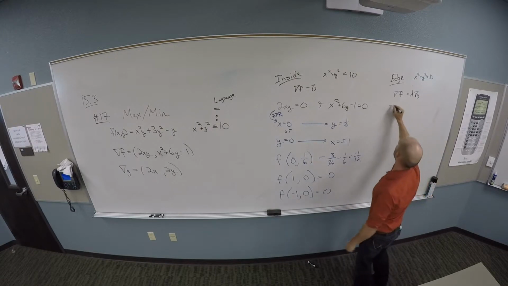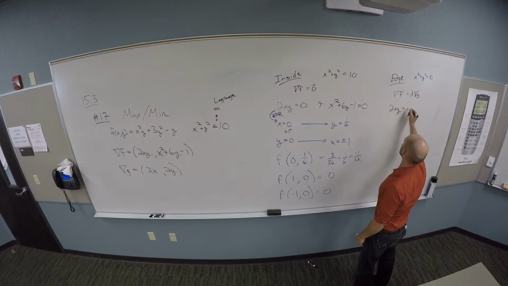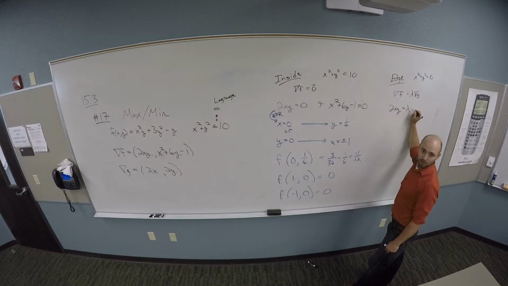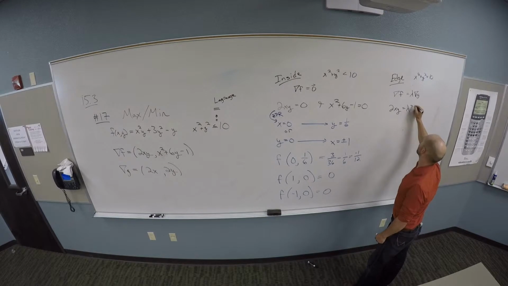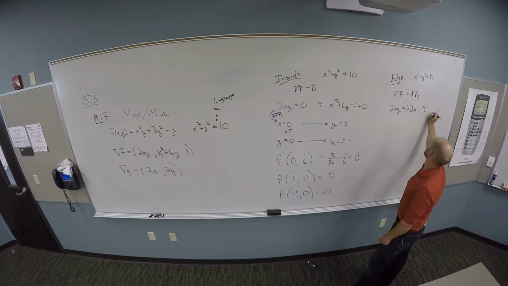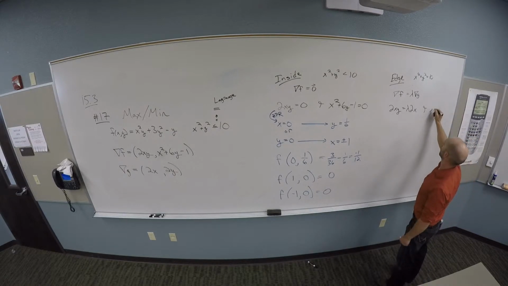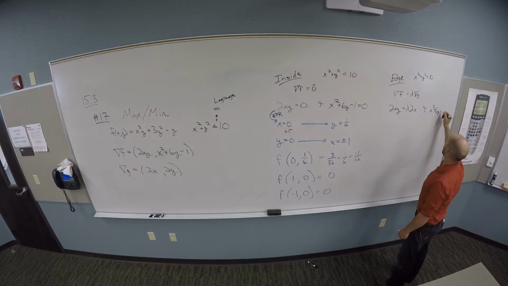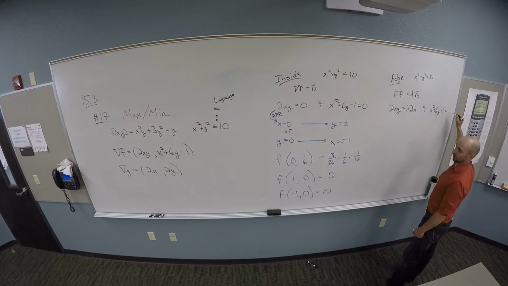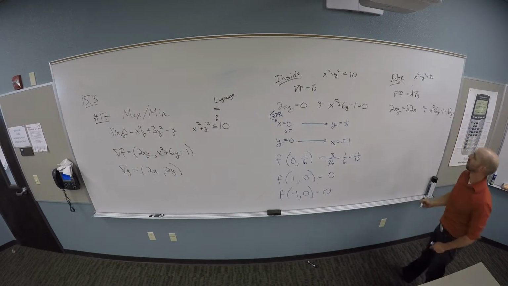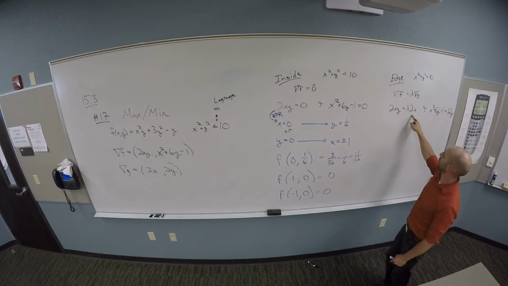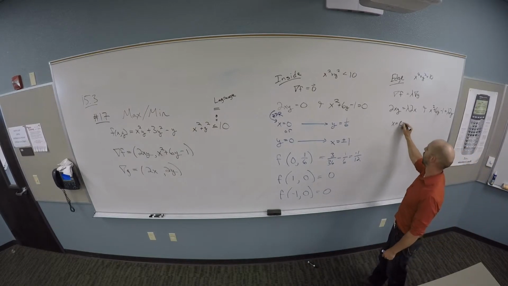So I've got 2xy is lambda 2x, and x squared plus 6y minus 1 equals lambda 2y. And lambda equal to y. Okay, so here I found out that x is 0 or lambda is y.